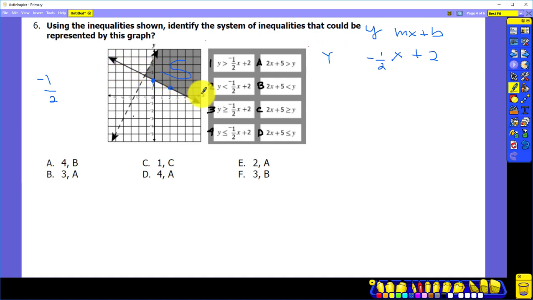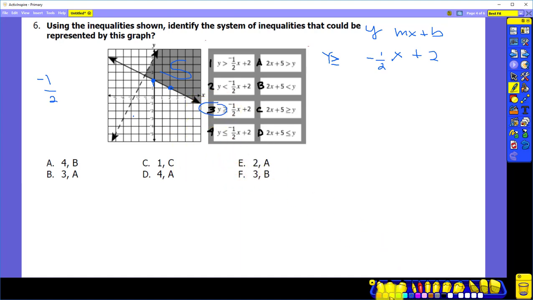Now my line is solid and the overlap region is above this line. So above the line, it should be y greater than. Now I have a solid line, so I will have y greater than or equal to. Alright, now let's match this. So I have here y greater than or equal to -1/2 x plus 2. Alright, so we found one of the inequalities.